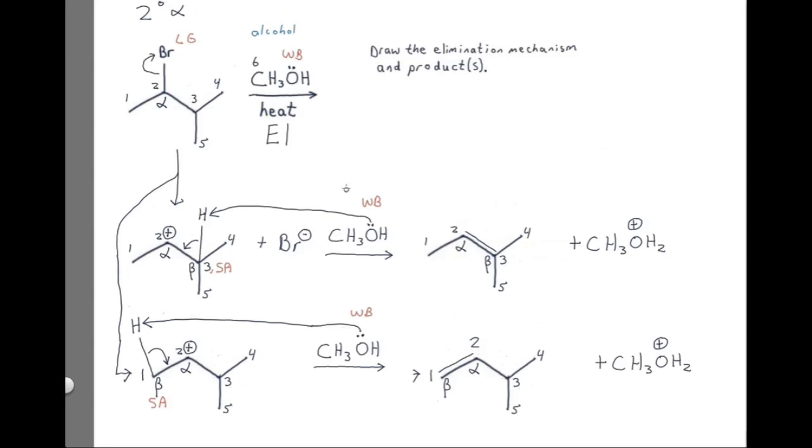Oh, I noticed that I forgot to number consistently here. I was going to number this carbon as carbon 6. It really is best to number all the carbons in all of your pictures consistently to avoid mistakes. So let's fix that. Oh, another oversight. I should have written a Br minus that was produced as one of the products from the first step here.